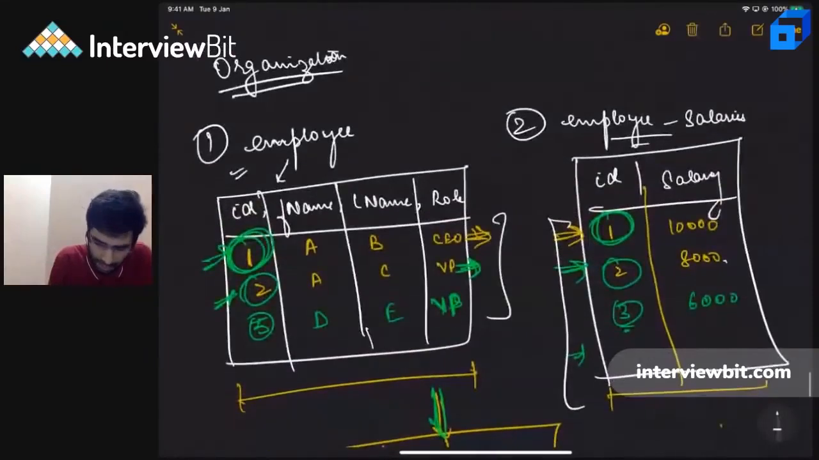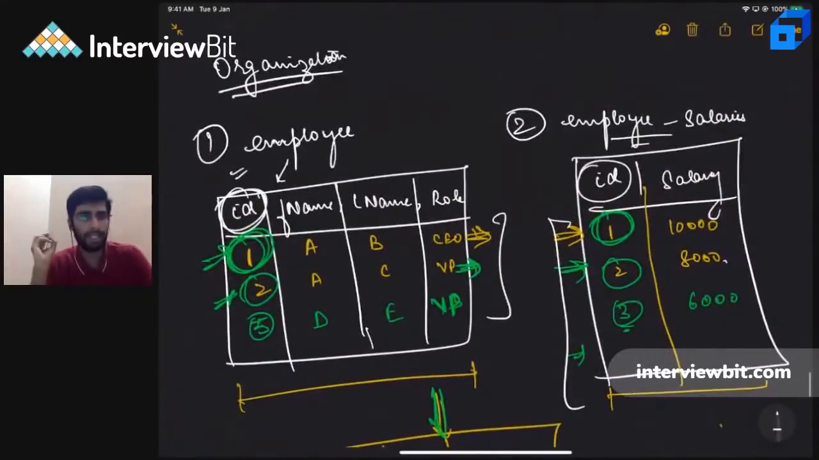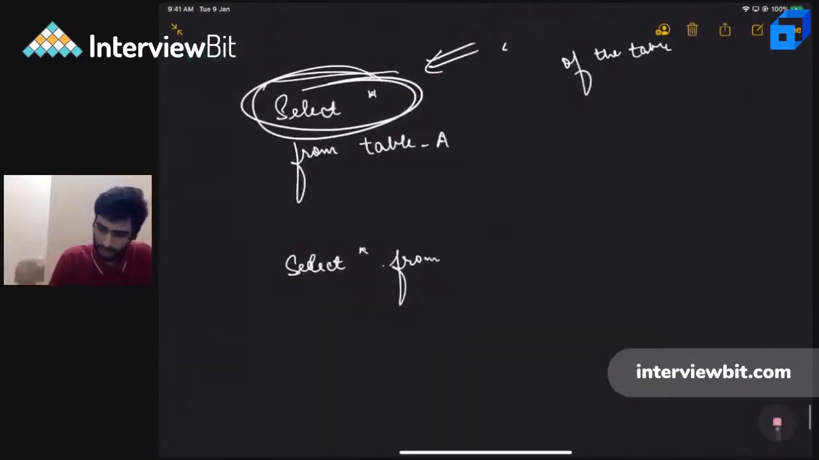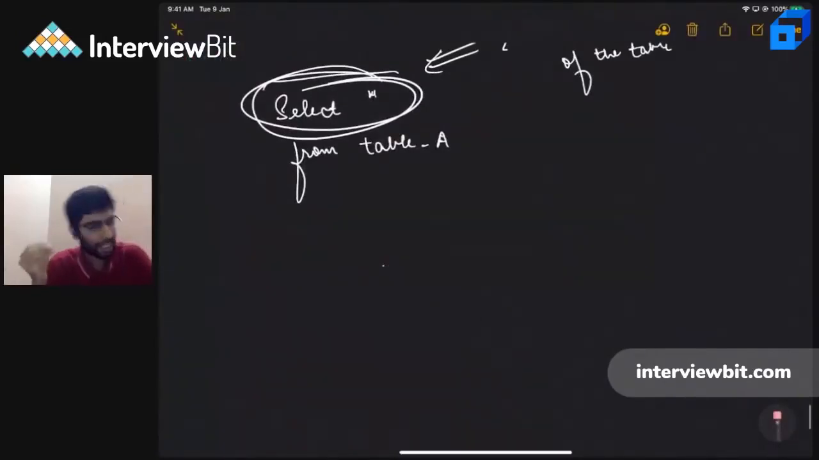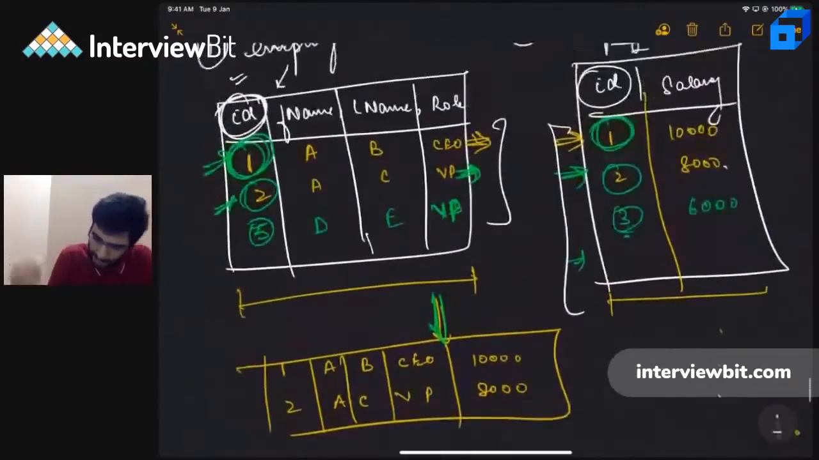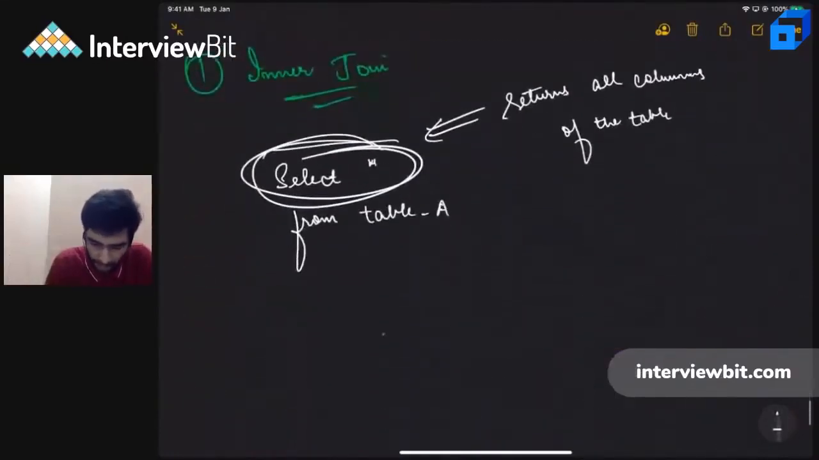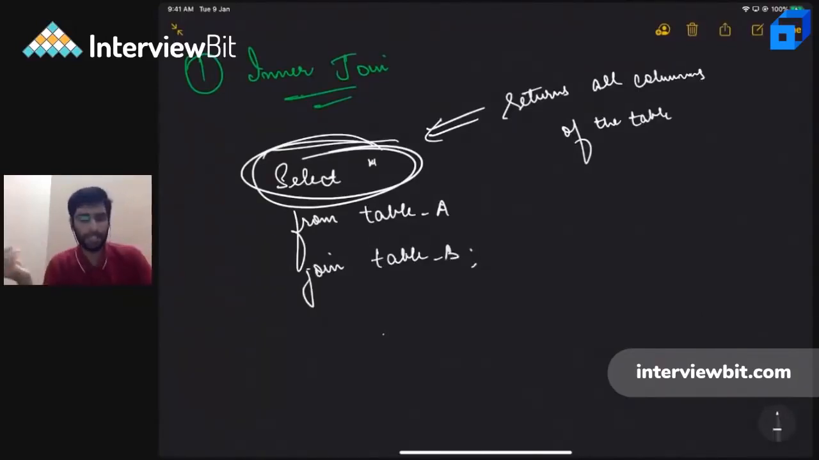I will see that, hey, the ID here matches the ID here, right? So what I can do is, rather than doing this, say select star from table A. I select everything from the first table, and I join. And I join with what? I join with table B. That's it. This is equivalent to select star from table A inner join table B.